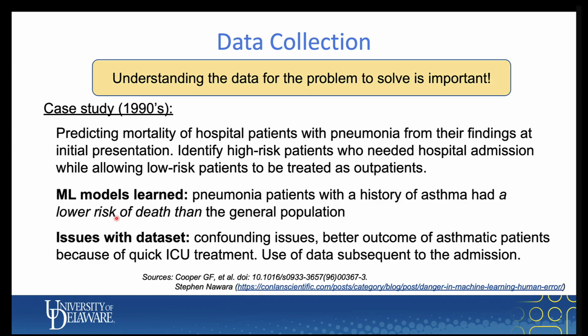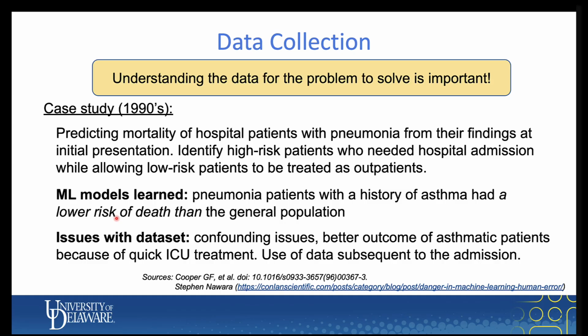But because the dataset reflected better than average outcomes for asthmatic patients, the model mistakenly learned that asthma itself was a protective factor. Had this issue been identified and corrected in the dataset, the predictions would have been more accurate. So here we see the critical role of data quality in machine learning.